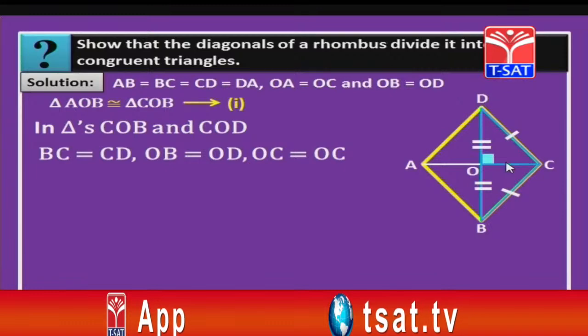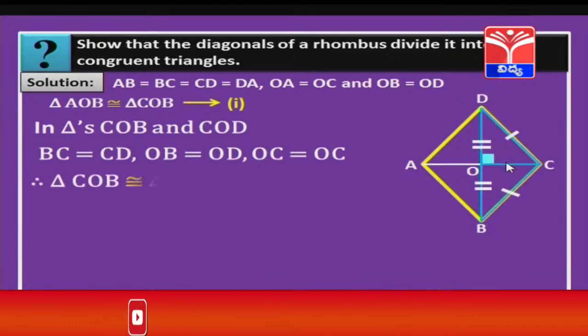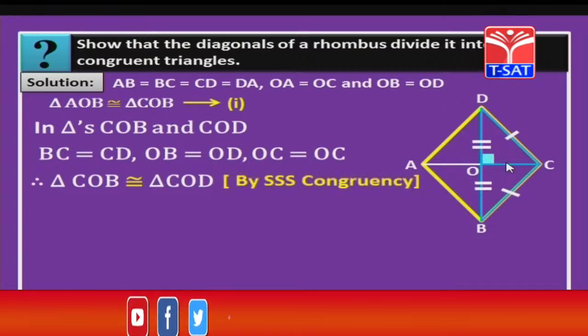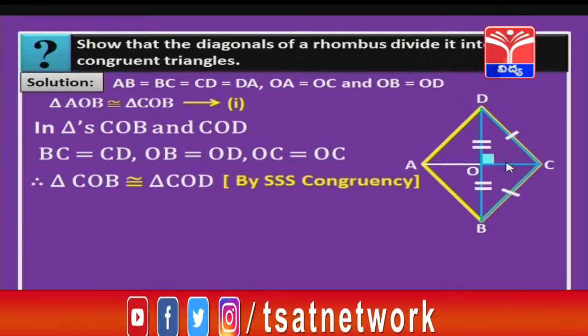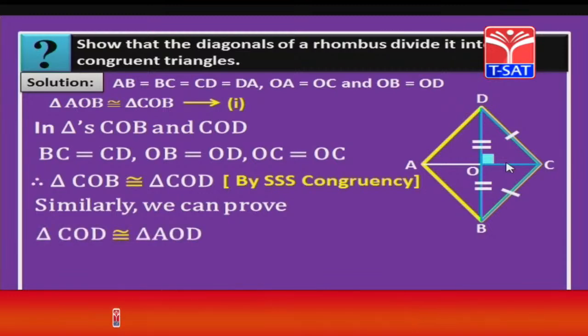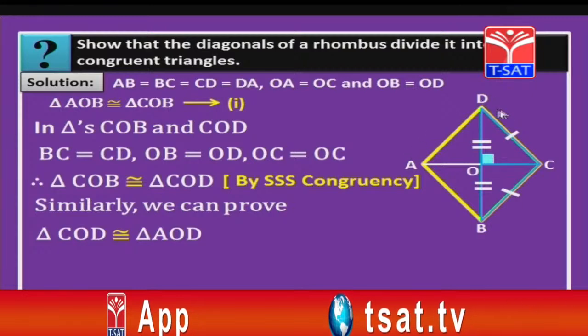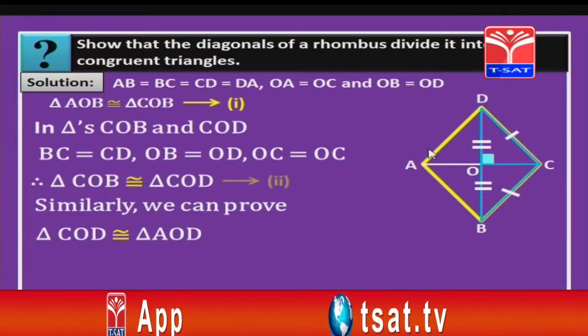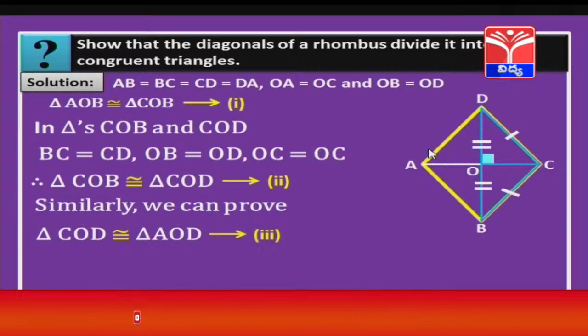So, what can we say, children, again? Yes, we can say these two triangles, that is COB and COD, both are congruent to each other by again SSS congruency. So, similarly we can prove COD congruent to AOD, that is this COD is congruent to this AOD. So, this also we can prove. So, mark this as equation 2 and equation 3.